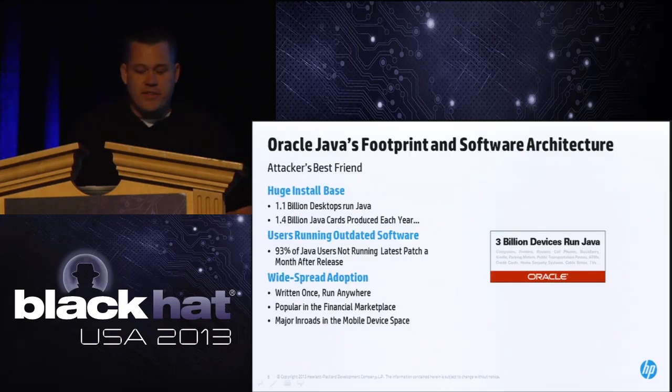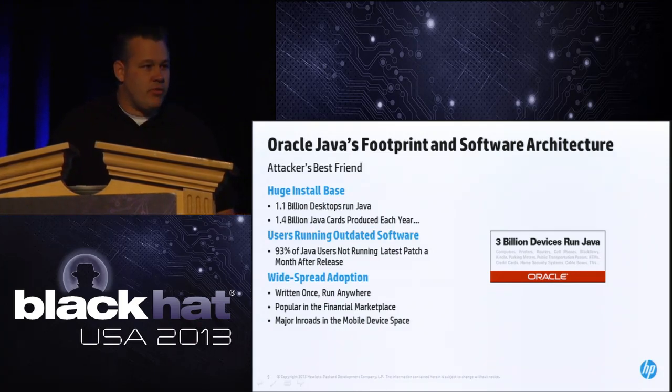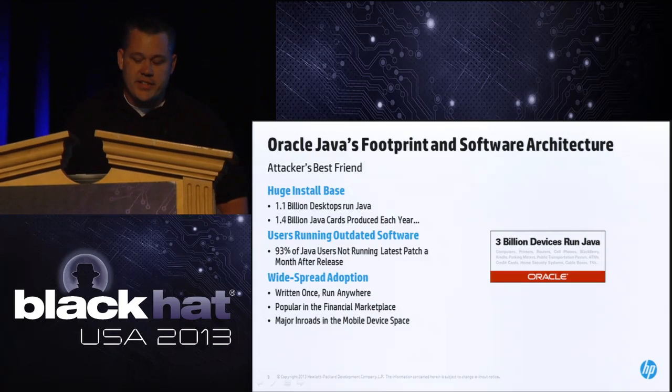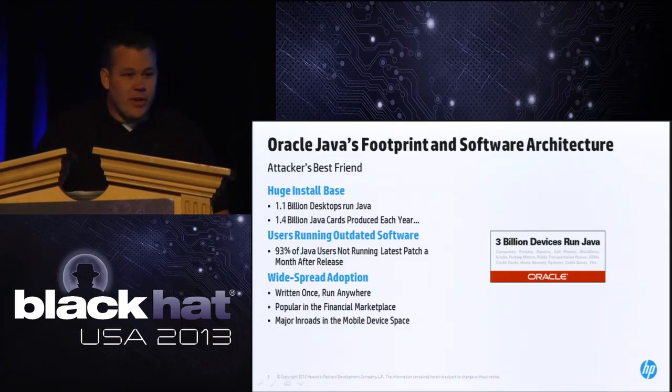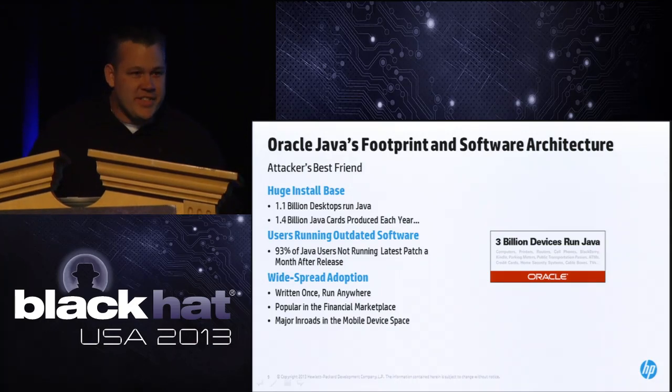But if we take a look at Java's footprint, it has a huge installation base, and that's what makes it such an interesting target for attackers. They boast of this installation base during their installation process, saying 3 billion devices run Java. According to Oracle, 1.1 billion desktops run Java, and there's 1.4 billion Java cards produced every year. I have no idea what a Java card is, but it runs Java, and I'm sure it runs a subset, and I don't know how it gets updated, so there's a chance that some of these bugs may be useful in that case.